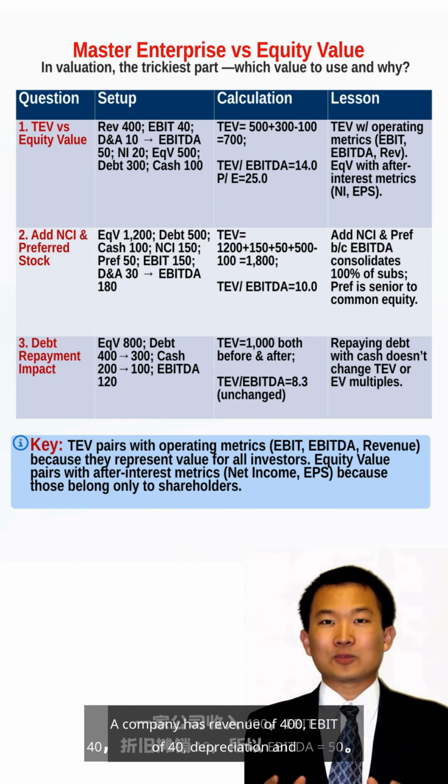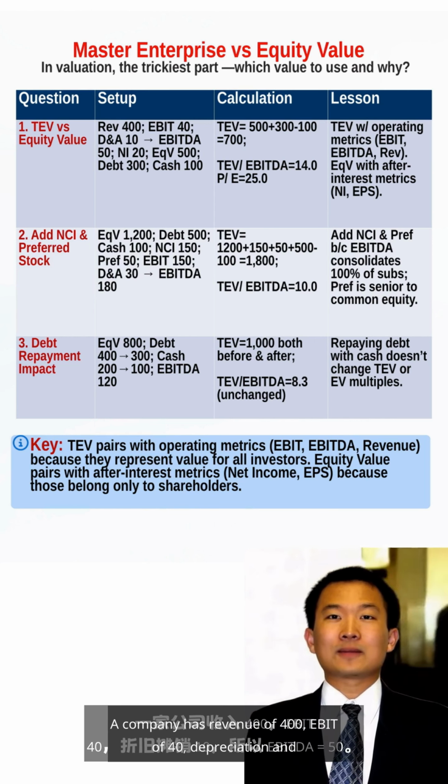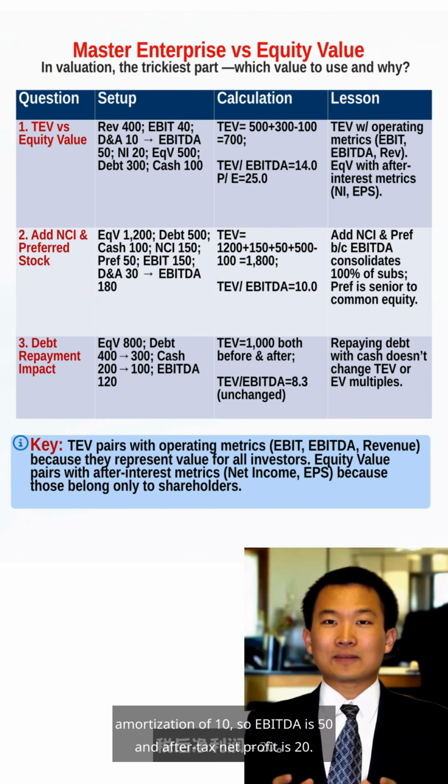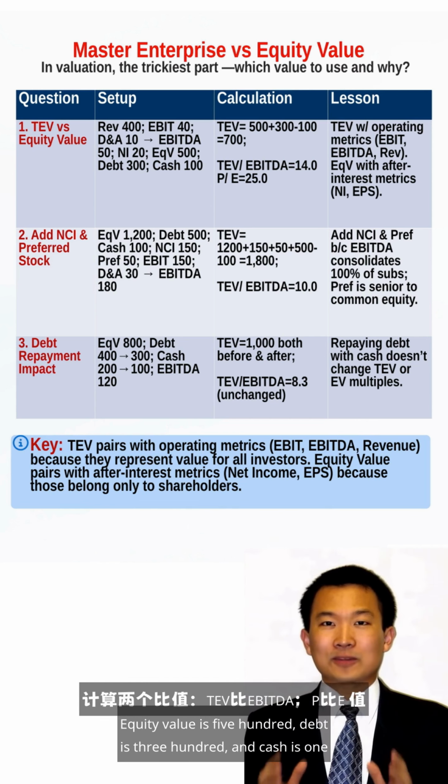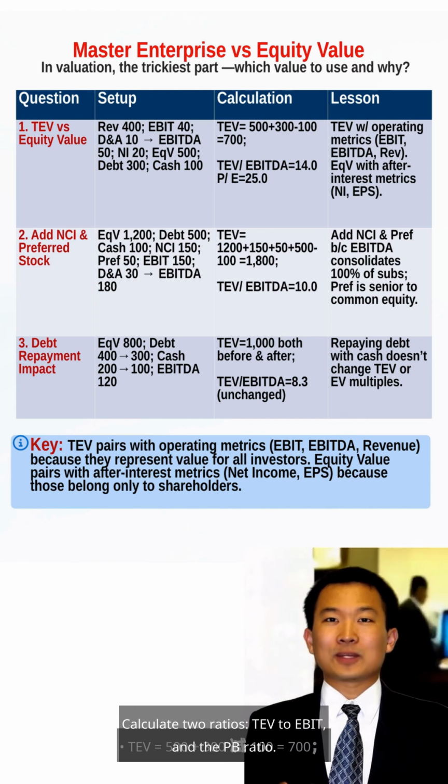A company has revenue of 400, EBIT of 40, depreciation and amortization of 10. So EBITDA is 50, and after-tax net profit is 20. Equity value is 500, debt is 300, and cash is 100. Calculate 2 ratios, TEV to EBIT and the PB ratio.